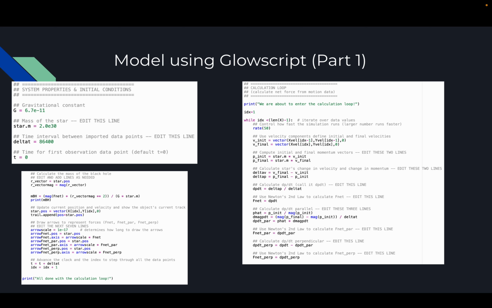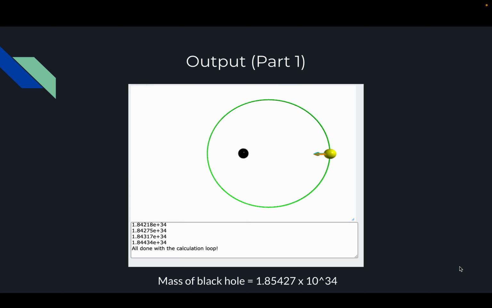Here you can see is the starter code used for Part 1 of the lab. And in the screenshot on the right, you can see most of the important calculations done in order to find the mass of the black hole. And here is the output of the code shown in the previous slide, where you can see that the average mass of the black hole was determined to be 1.85427 multiplied by 10 to the power 34.